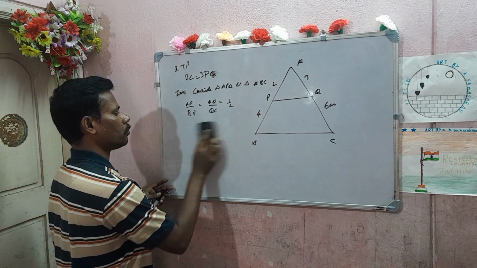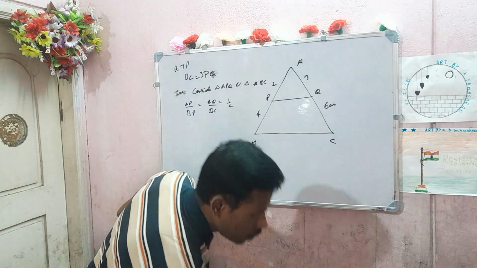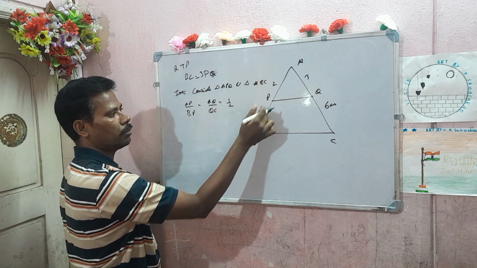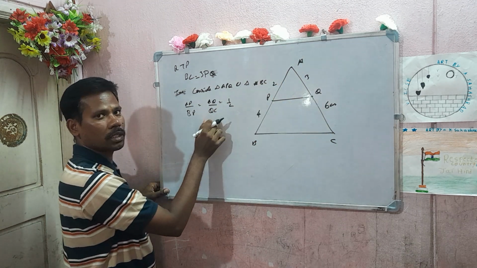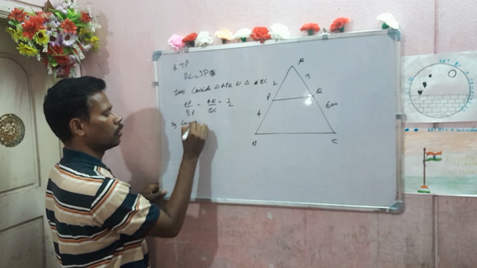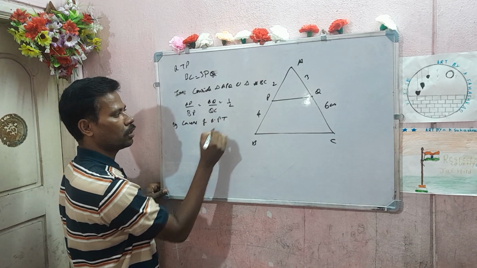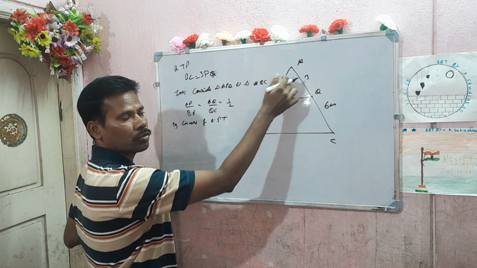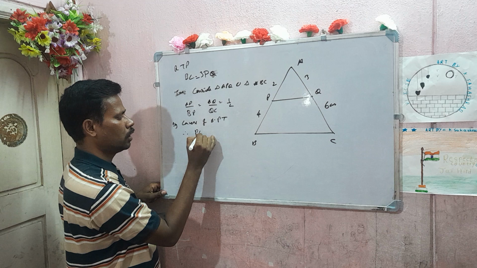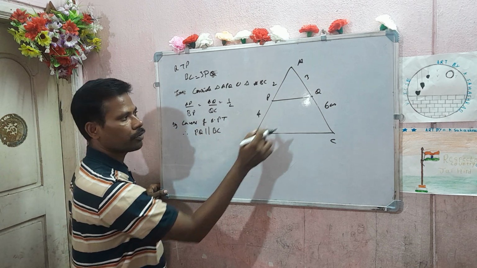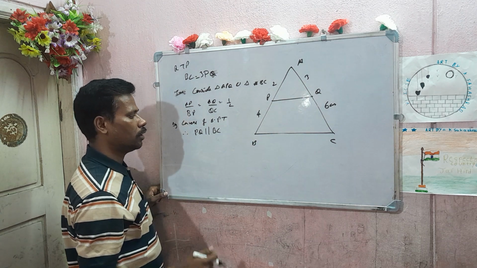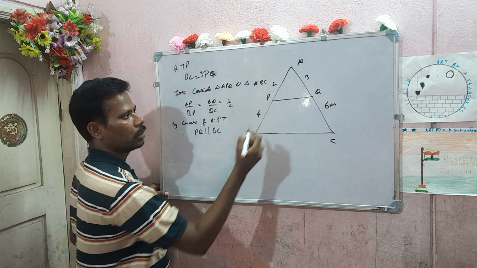Now both are the same. What I mean to say is AP by PB is equal to AQ by QC. The ratios are the same. So by the converse of BPT, if a line divides the other two sides in the same ratio, then that line is parallel to the third side. Therefore, PQ is parallel to BC.